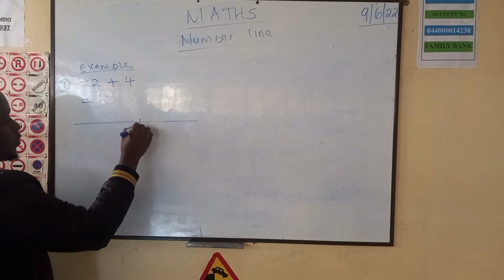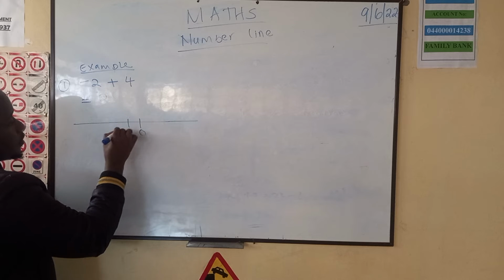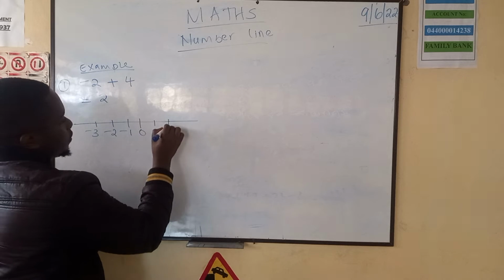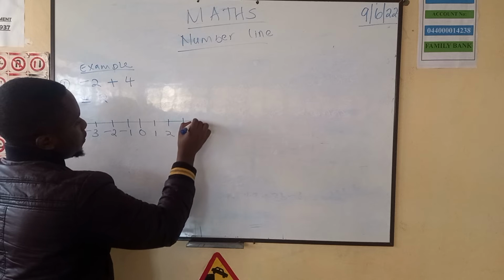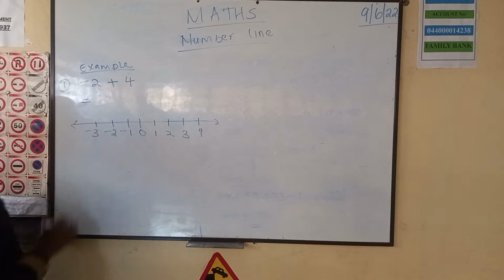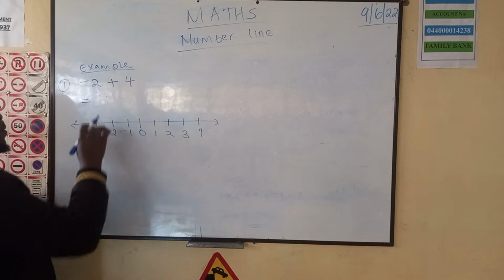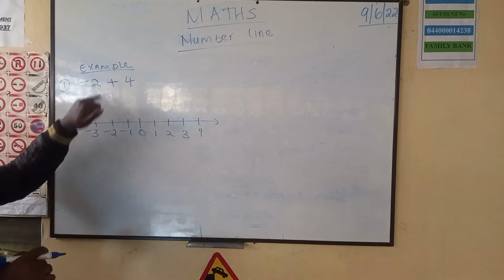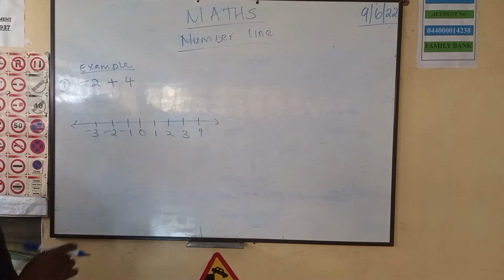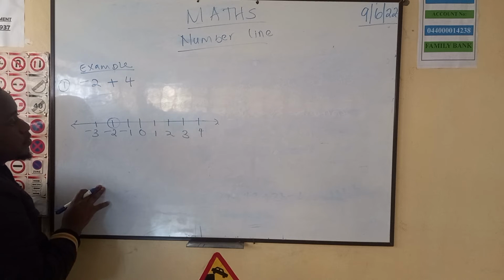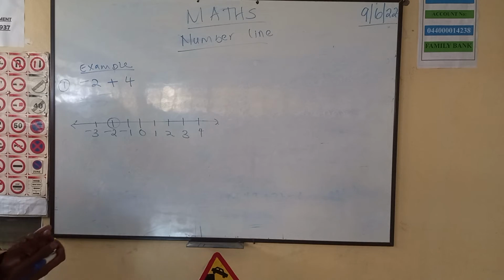Now let's say here we have 0, -1, -2, -3. Here we have 1, 2, 3, 4. Now let's wrap this. We have -2 plus 4. We already know our -2 here, and we want to add 4.